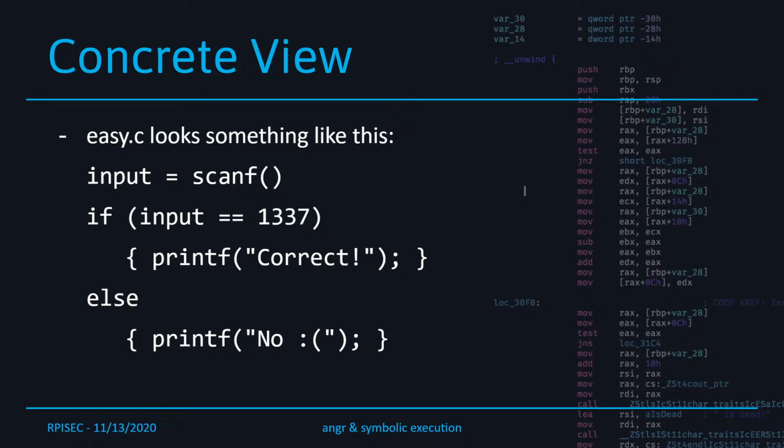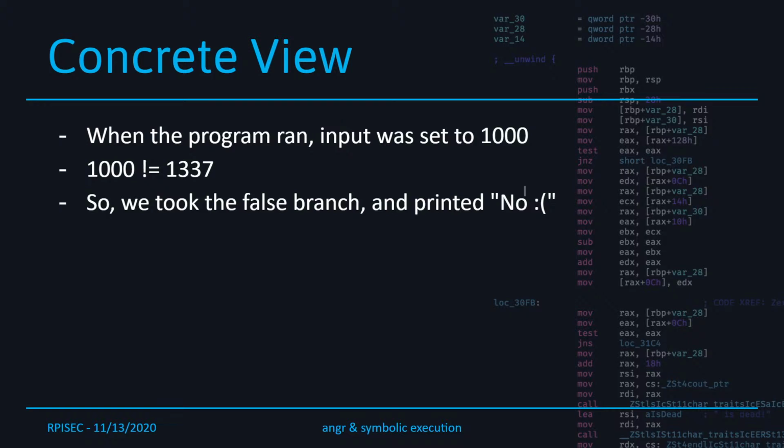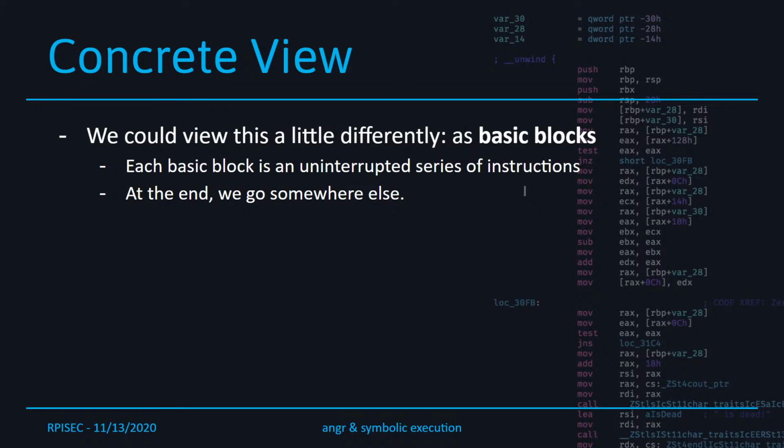So the program that we just ran there looks like this. It scans for input, gets a number, and if that number equals 1337, it prints correct. Otherwise, it prints no. And when we ran the program, obviously, input was set to 1,000. 1,000 does not equal 1337, so it took the false branch and printed no. Extremely obvious, I think. But let's look at this in a different way.